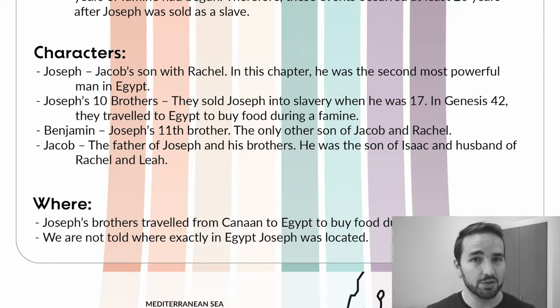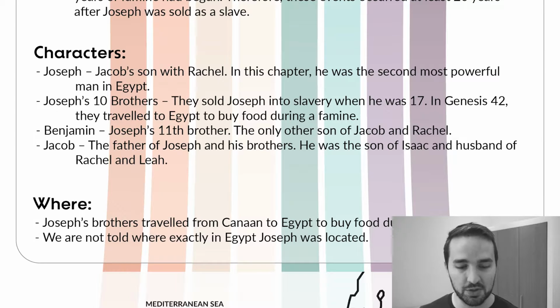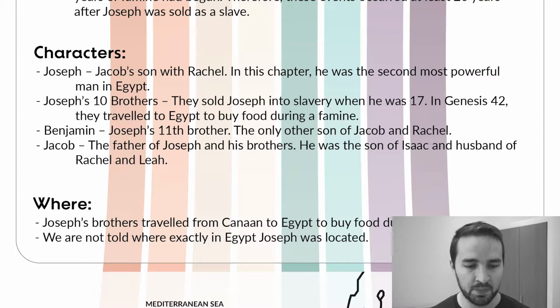Joseph's 10 brothers are our next group of characters. They had sold Joseph into slavery in Egypt. We're familiar with that at this point if you've been going through these studies with us. And in Genesis chapter 42, they're going to travel from Canaan to Egypt to buy food because of the famine.